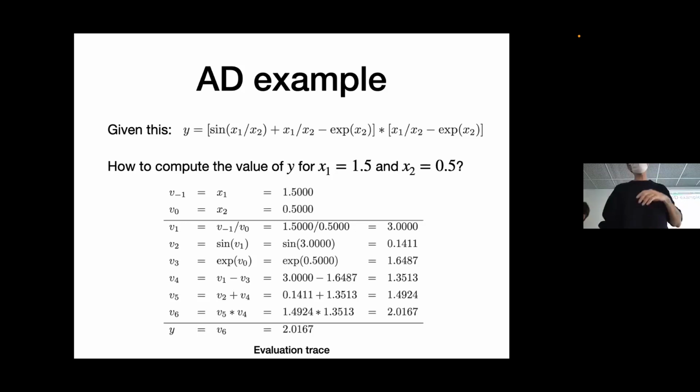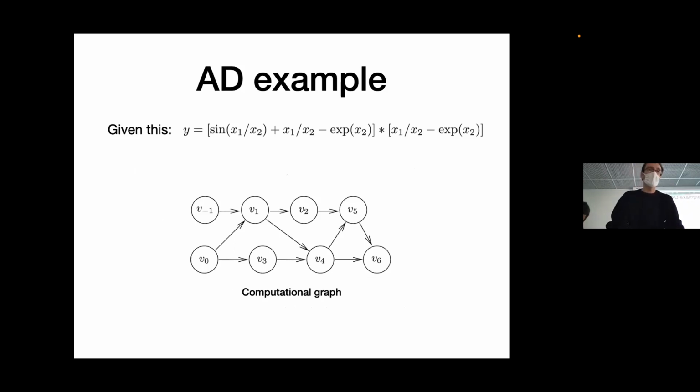And now we will use this kind of approach to compute the derivative of y. What is interesting to see is that this trace can be put as a graph, and we call that a computational graph. You have x1, x2, two input variables, and the output is y, so v6. To compute v1, we needed x1 and x2, so v1 was x1 over x2. We put these two arrows from v0 and v minus 1 to v1, and you do this until you reach y, so v6.